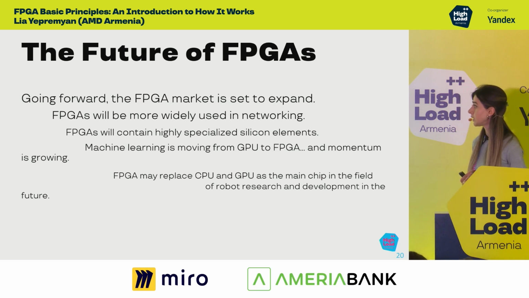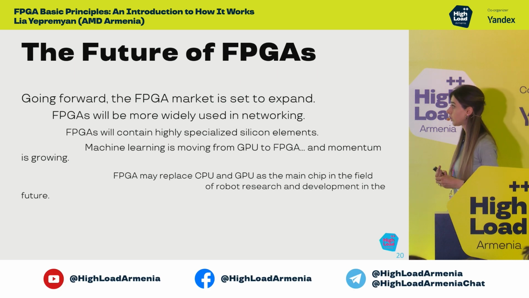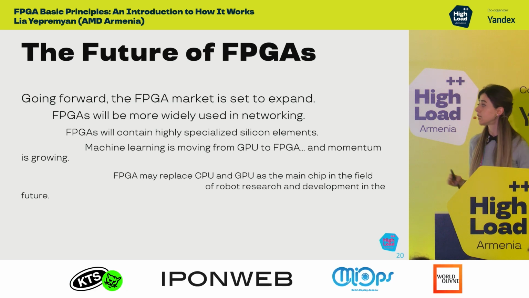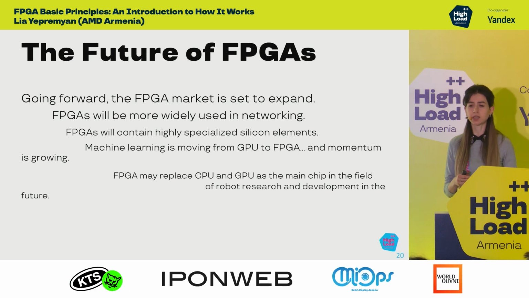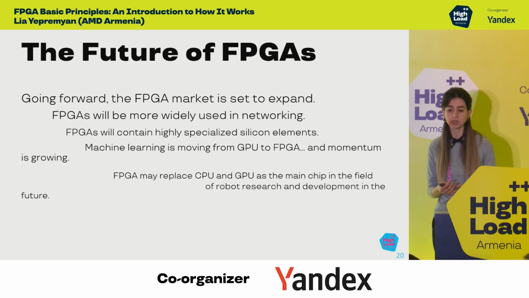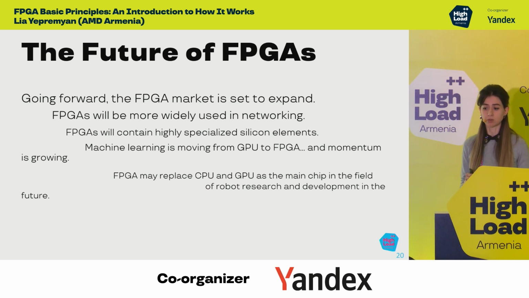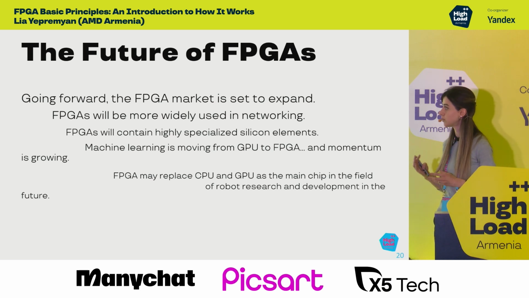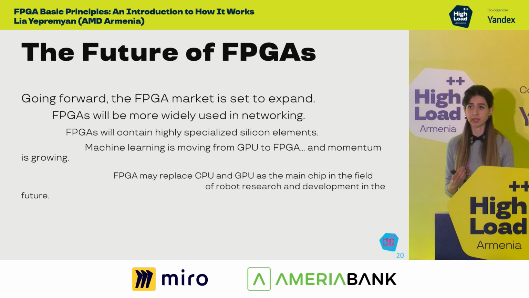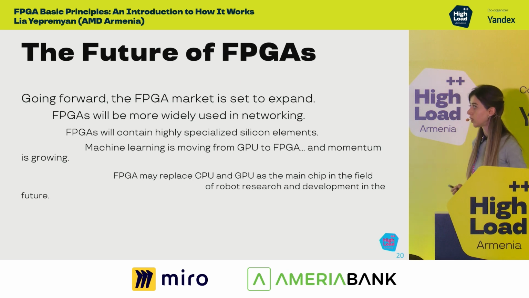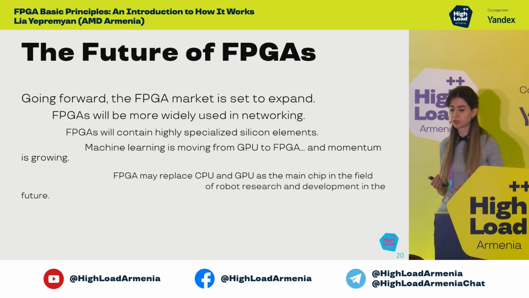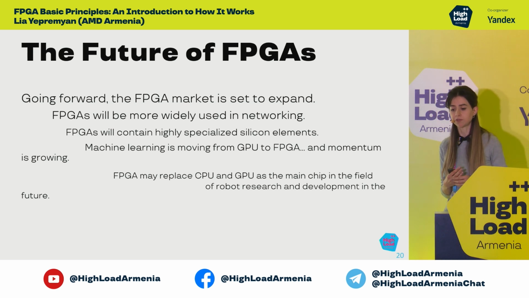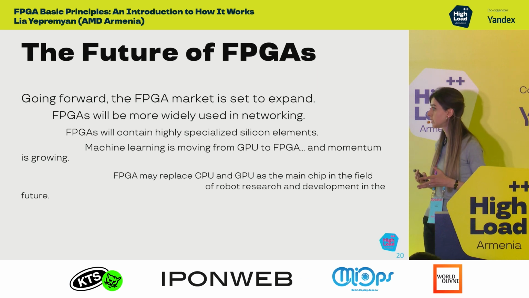Besides this, machine learning is moving from GPUs to FPGAs. FPGA components have been proven to be flexible, power efficient, and faster. So FPGAs can be widely used in data centers for machine learning. And going further, FPGAs may replace CPUs and GPUs as the main chip in the field of robot research and development in the future.